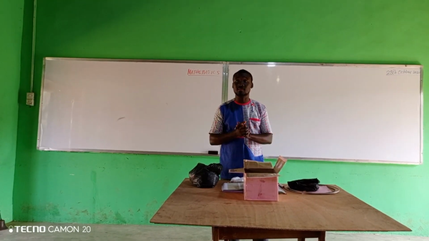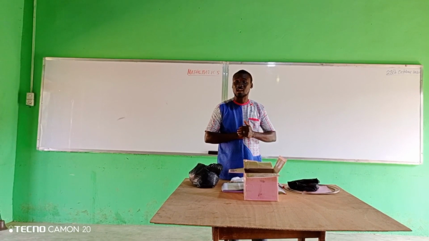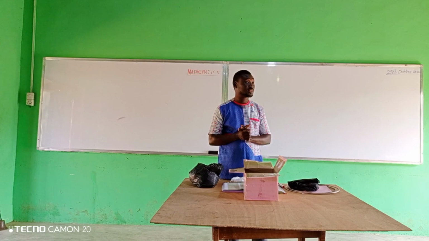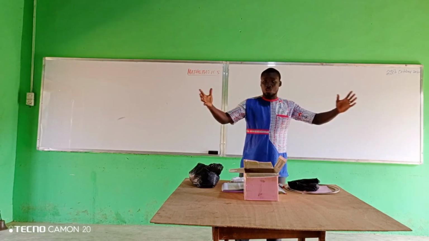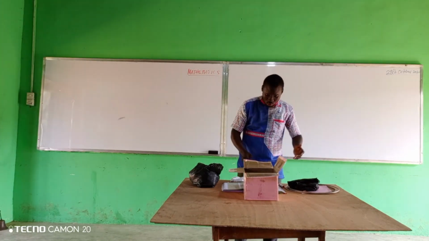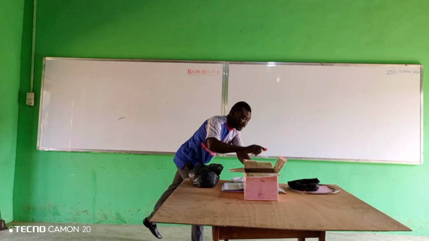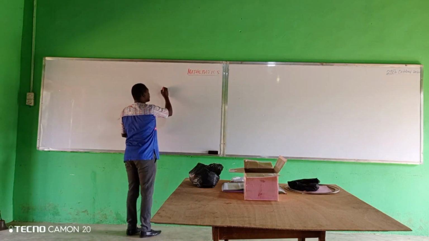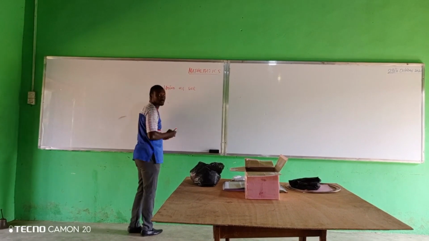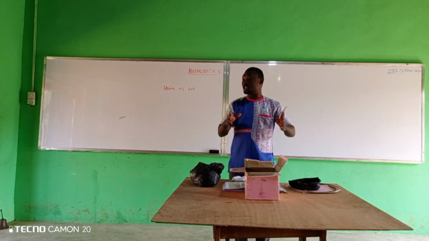With regard to sets, it becomes what? The union of sets. Whenever 2 or more sets are brought together, it is called the union of sets.